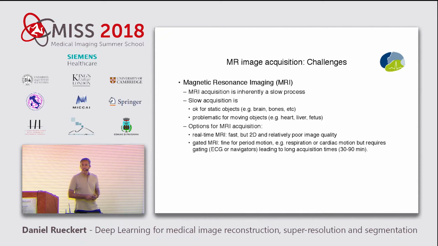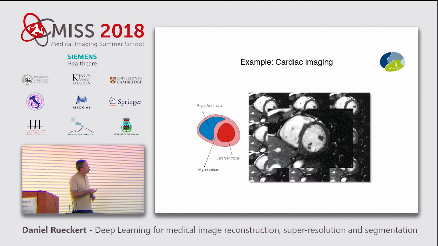MR acquisition is very powerful but inherently slow. As long as you image the brain or some bones, that is not a problem because your object is not moving and you can spend 5 minutes imaging it. But if you have something which is moving, for example the heart, or you're breathing and your abdominal organs constantly move up and down, or you image, for example, a fetus inside the mother, then you end up with problems. Now, traditionally, the MR imaging people have two solutions for this.